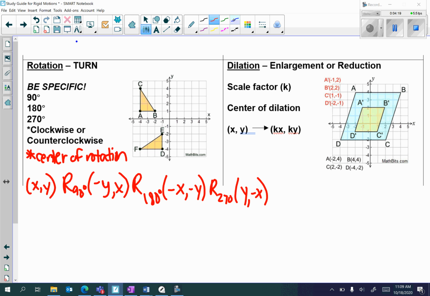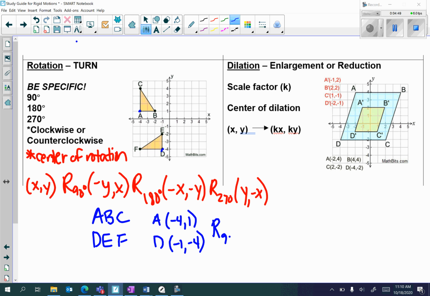So let's line up our letters here. We have triangle ABC, and we have triangle DEF. Let's look at A. So the coordinate of A is negative 4, 1, and the coordinate of D, which it corresponds to, is negative 1, negative 4. So here, notice that we are rotating it 90 degrees counterclockwise.